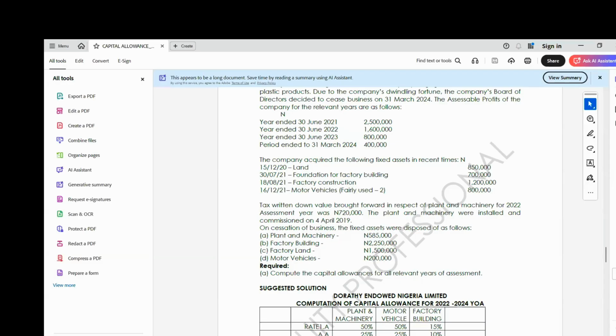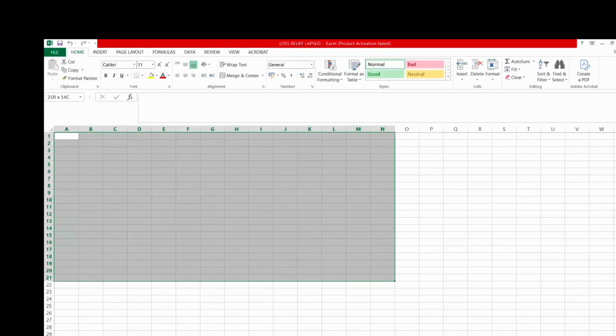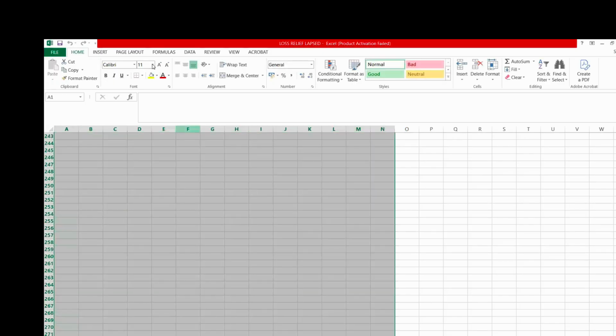So this question also relates to cessation of trade. That means we are going to apply the principle of cessation to this particular scenario. So the principle of cessation will be adopted on this analysis.